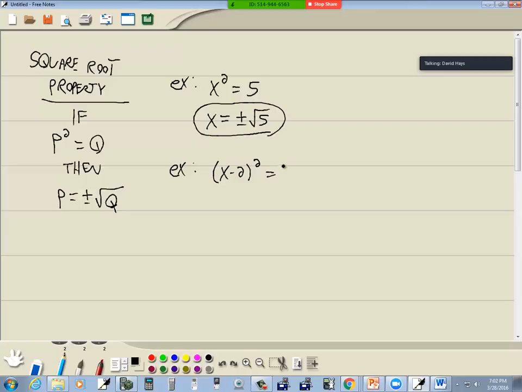Now you don't have to have just a single letter. You can have anything squared. This would be the right form. We have something squared equal to something else. So we'll drop our squared, and we'll put a plus or minus square root on the other side. Now at this point, I can solve this. Take the negative 2 over, and we get x is equal to 2 plus or minus square root of 3.